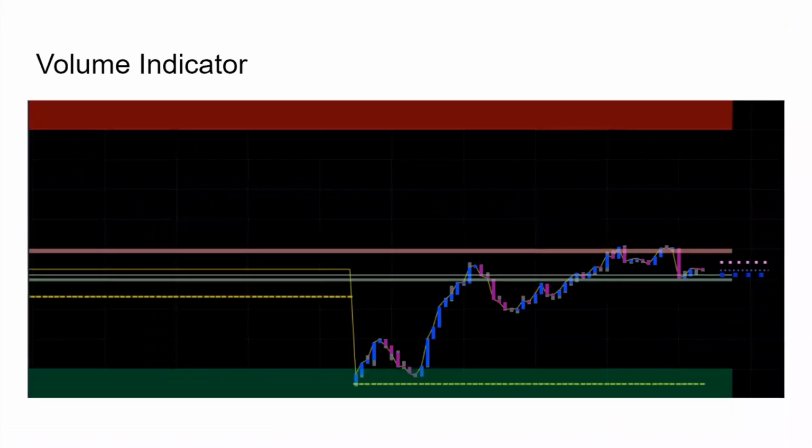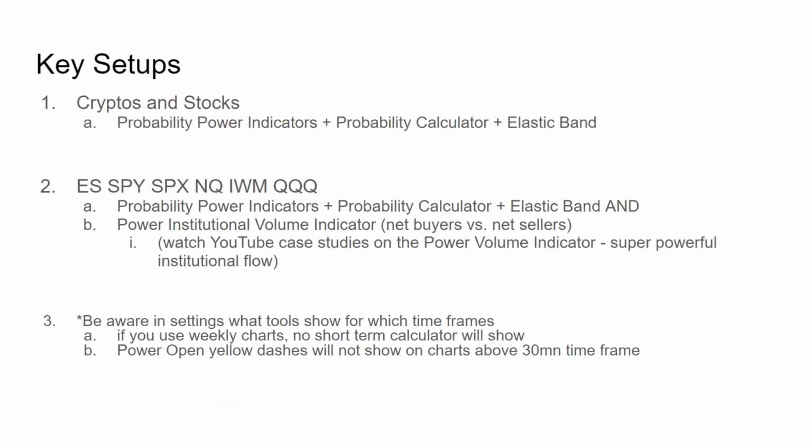All right, so that is the volume indicator. So now some key setups. As I kind of explained, if you're just trading cryptos and stocks, trading or even long-term investing, then you want to use the probability power indicators, the probability calculator, and the elastic bands.